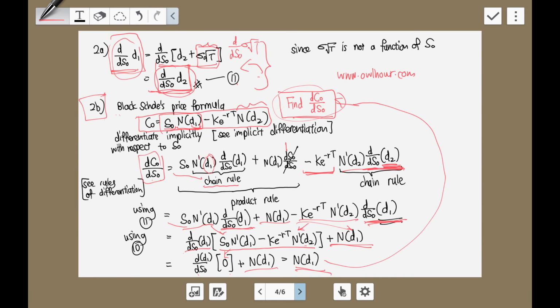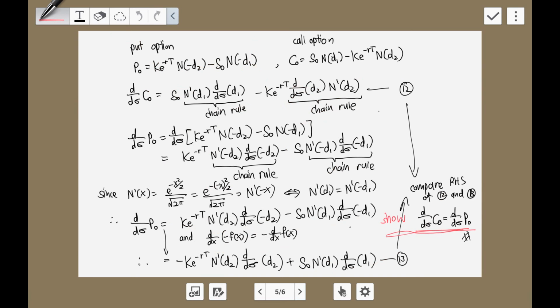All right, and come to the next part. We are asked to prove that if we differentiate the price of the call option by sigma, the volatility of the share price, and we differentiate this, we are asked to show that they are equal, and indeed we are able to show that using again just the chain rule, and we find that, yep.